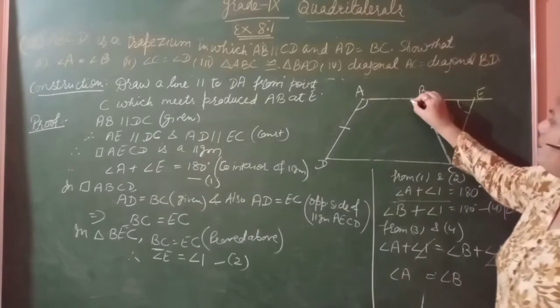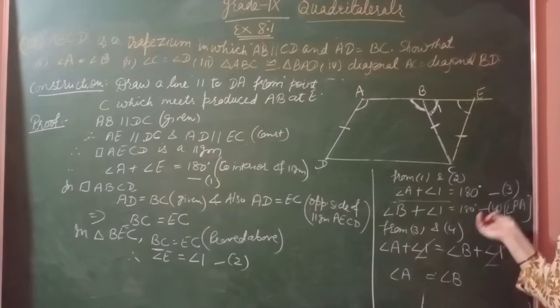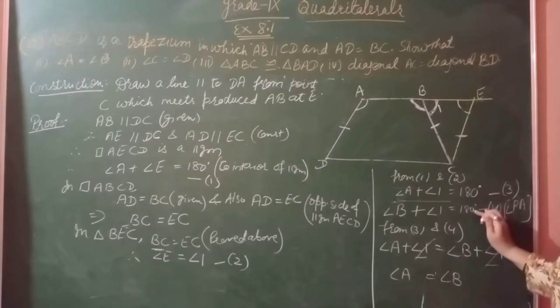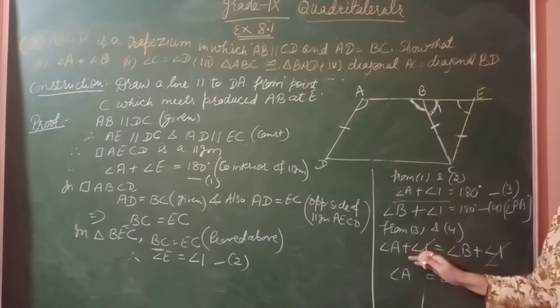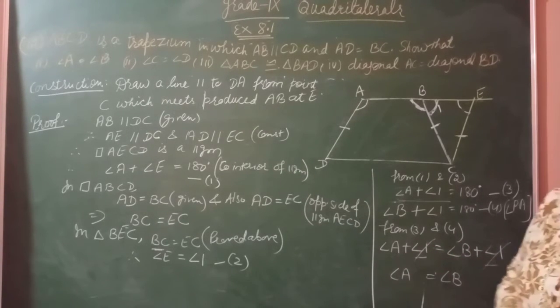So now angle B and angle 1, their sum is also 180 degrees. Why? Linear pair. So now from third and fourth we observe that their right hand sides are equal, so their left hand sides are also equal to each other. So here angle 1 is common, so cancel out. So angle A is equal to angle B. This we proved, our first part.